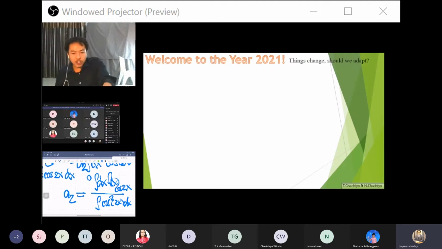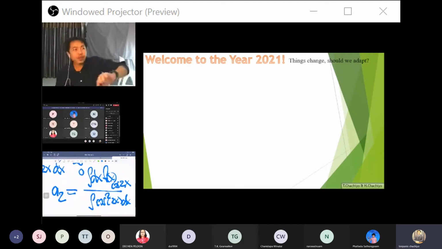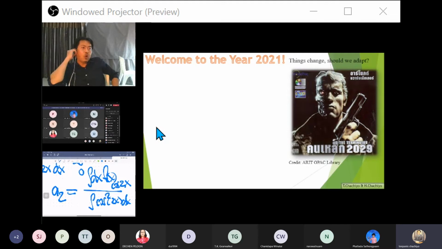Okay, to compute the integration, like here in my mini box here, we can use many tools. So welcome to the year 2021. So you might think, what is so important about this year 2021? Here I think is important. Okay, if you have seen this movie, the Terminator 2029. We only have 8 years left of normal civilization, and so things have been changing a lot lately.